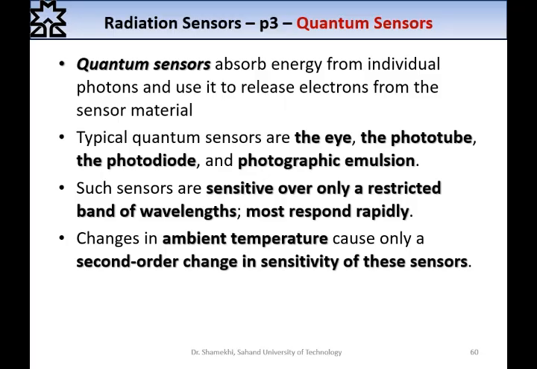Such sensors are sensitive over only a restricted band of wavelengths. Most respond rapidly. Changes in ambient temperature cause only a second-order change in sensitivity of these sensors.